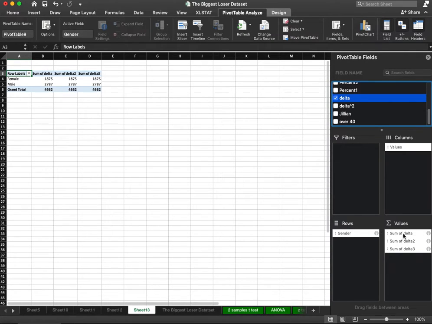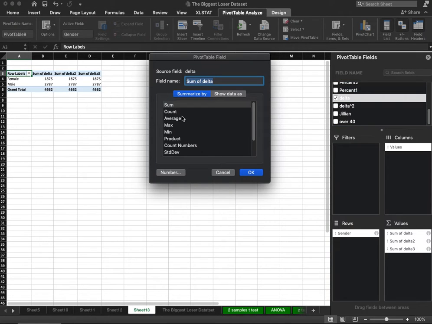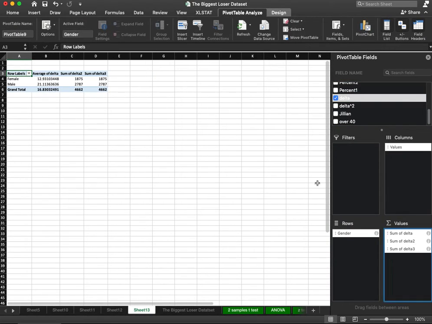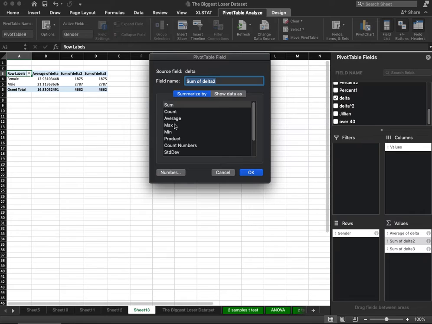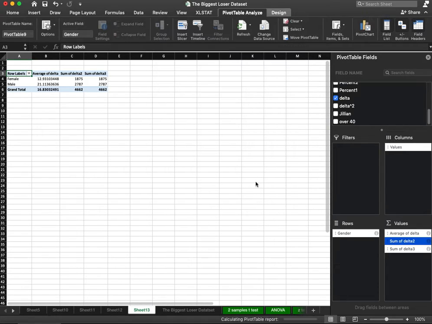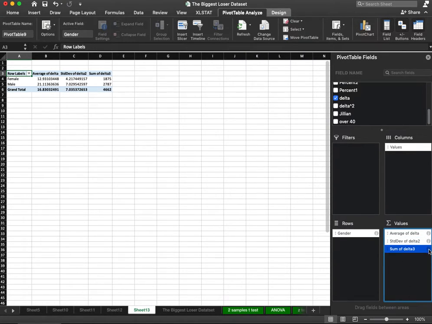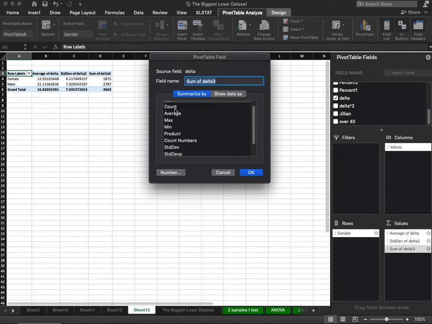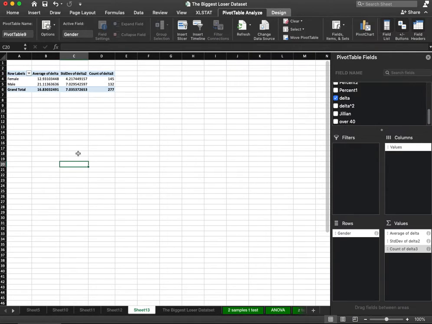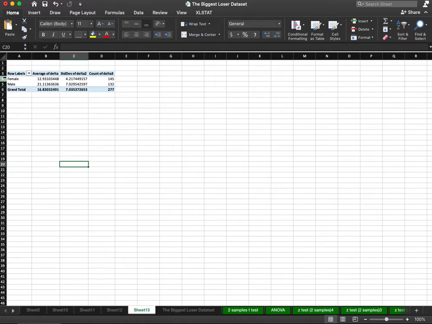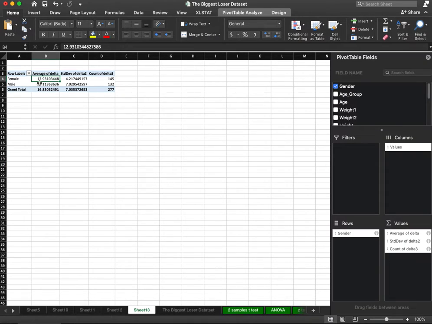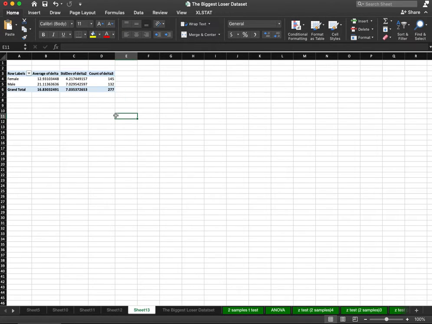It defaults always to the sum, but I don't want the sum, so I'll hit the little i and change this to average. All right, so that column is showing average. I'll change the second one to standard deviation, and my third one I will change to count. Okay, so now I see that women on average lost about 13 pounds, men on average lost 21 pounds, the standard deviation of each group, and the count of each group.